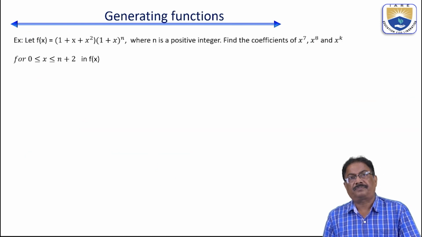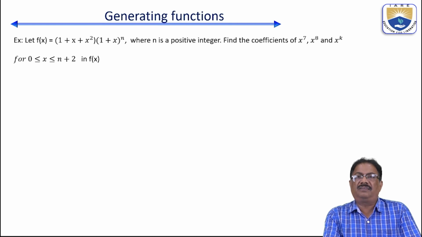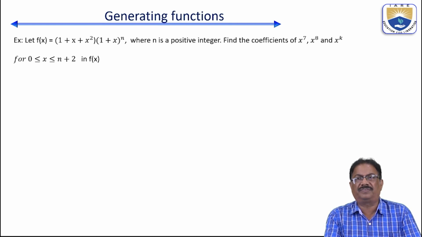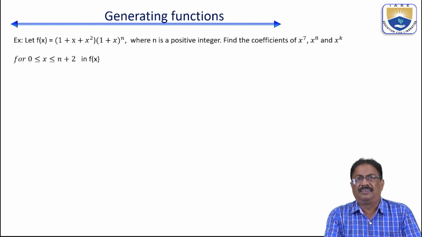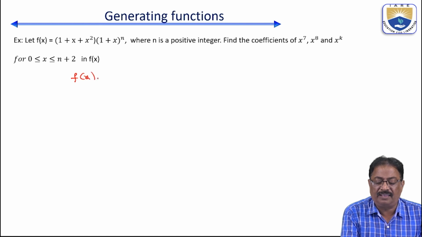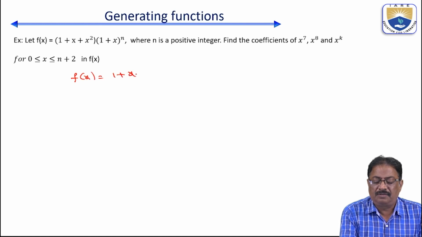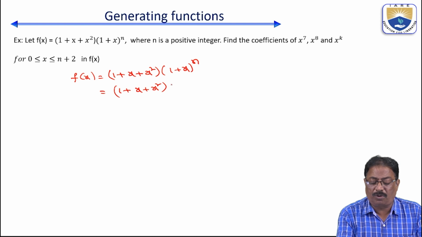Now another one is, so this is a small function. Then we have to find out what is the coefficient of x power 7, x power 8, x power k, in general, of any function. Then how to find this? So for this, it is given f of x as 1 plus x squared, and this as 1 plus x whole to the power of n. Then I am going to write 1 plus x squared, 1 plus x whole to the power of n.